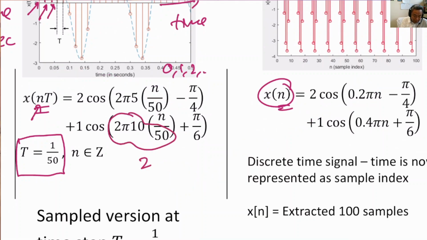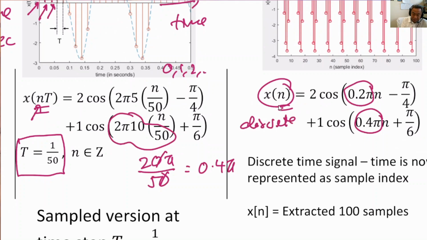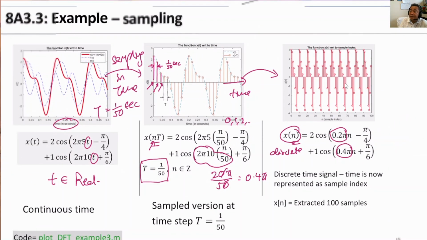2 pi 10 becomes 20 pi divided by 50. So this is 0.4 pi. So the second cosine has 0.4 pi as its omega. The first cosine has 0.2 pi, the second cosine has 0.4 pi, and now we have a sampled discrete time signal. This is representing the original time signal in this manner.